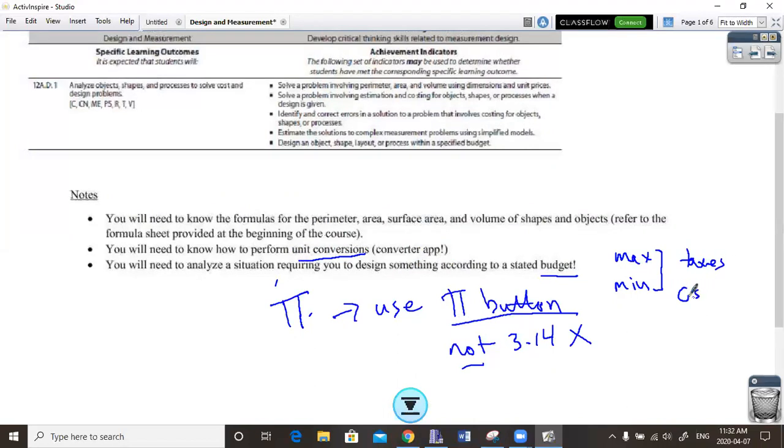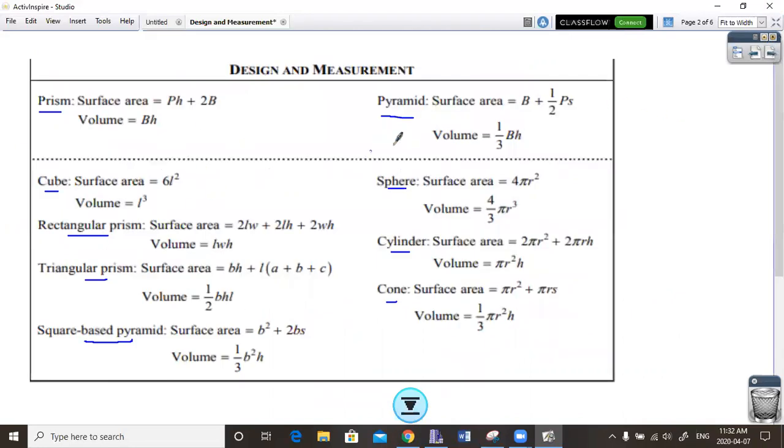So again, GST is 5%, and in Manitoba PST is 7%. So don't forget to do the proper tax calculation. So here, I just pulled out from the formula sheet the typical calculations for the different shapes, the surface area, and the volume calculation. So you need to know these formulas, be able to be comfortable using them.